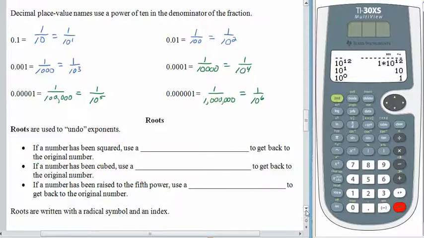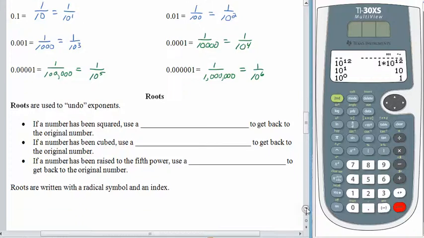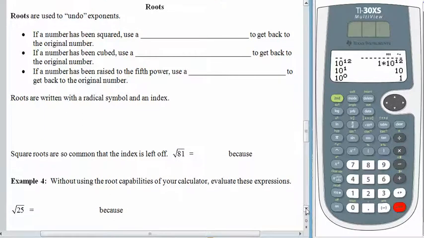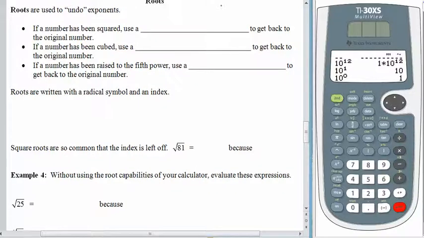Roots are used to undo exponents. Just as subtraction undoes addition, division undoes multiplication, roots undo what the exponent did. So if a number has been squared, then we would use a square root to get back to the original number. If a number has been cubed, then we use a cube root to get back to the original number. If a number has been raised to the 5th power, then we would use a 5th root to find our original number.